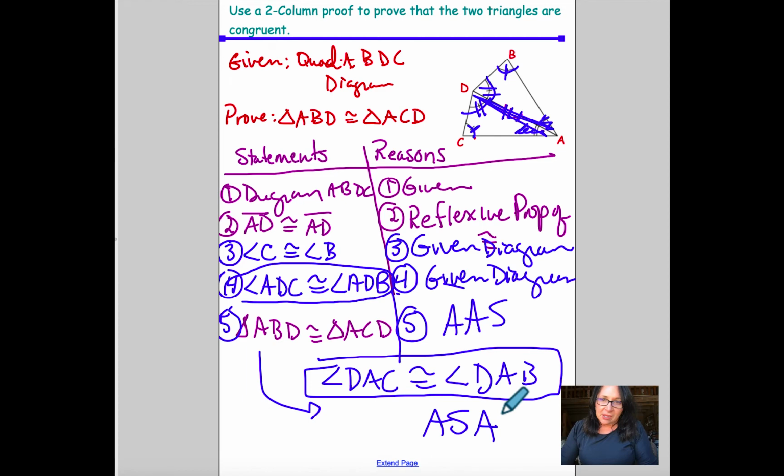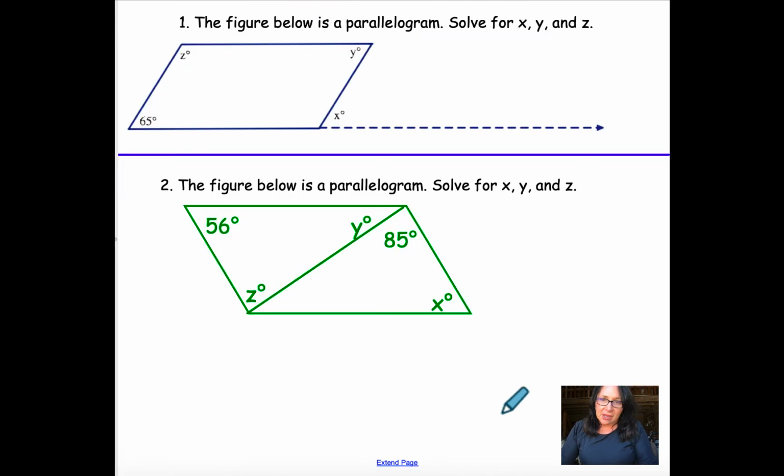So you definitely could have done that as well. Just another option for you to choose. For this problem here, it says the figure below is a parallelogram. So again, we know opposite sides are congruent, opposite sides are parallel.